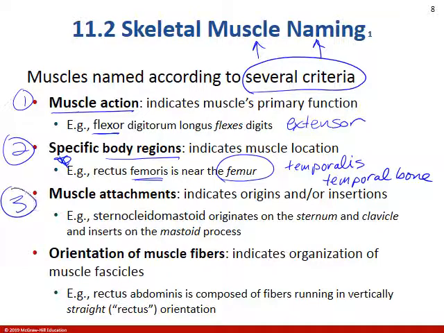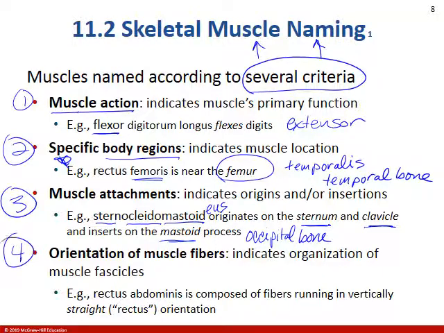Muscle attachments are the third kind of criteria used. So this is a great one, sternocleidomastoid. This muscle attaches at the sternum, the clavicle, and the mastoid process of the occipital bone. So that's why it's called sternocleidomastoideus or mastoid. You can use either ending, and you'll see that in the lab book.